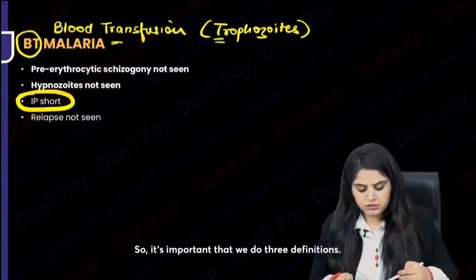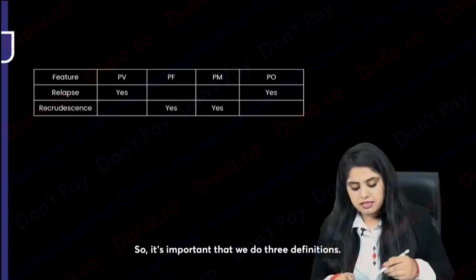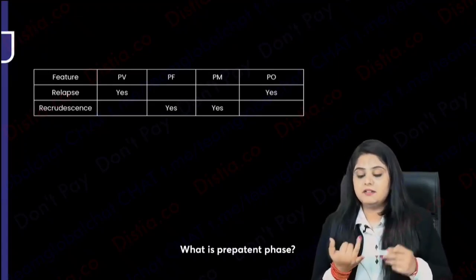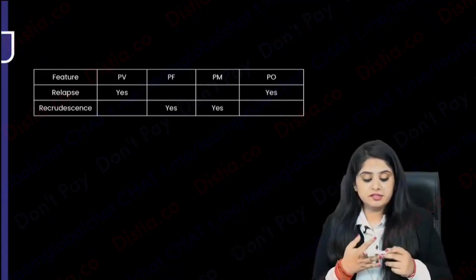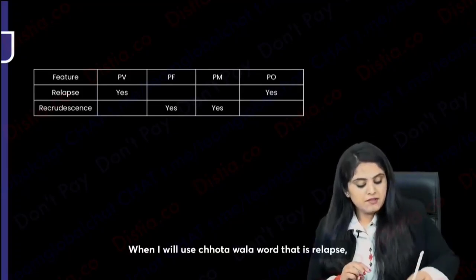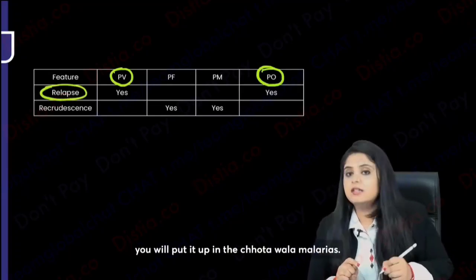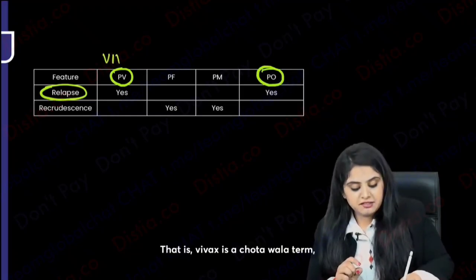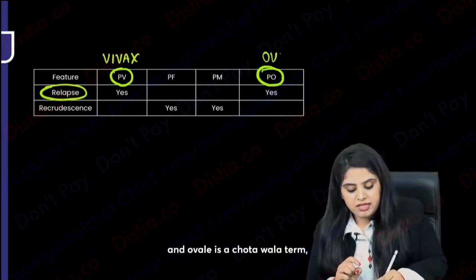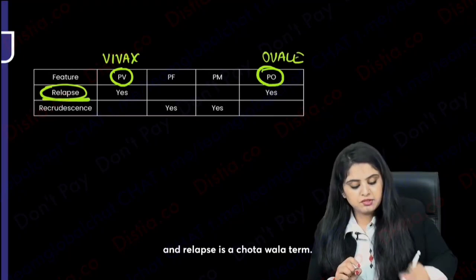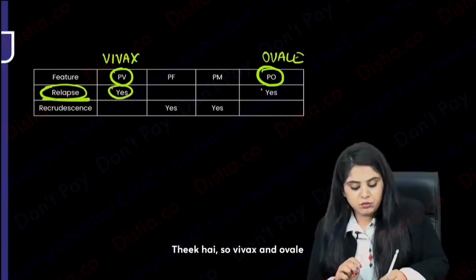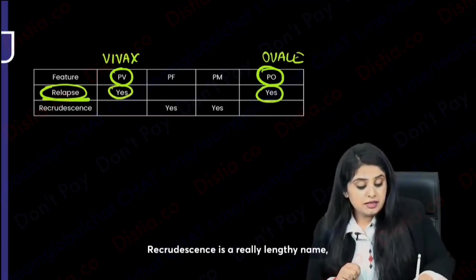Relapse, hypnozoite. So it's important that we do 3 definitions. What is pre-patent phase? What is relapse? What is recrudescence? But first, memorize this. When I use the short word, that is relapse, you will put it up in the short-named malarias. Vivax is a short term and ovale is a short term and relapse is a short term. Okay, so vivax and ovale are going to show you relapse.